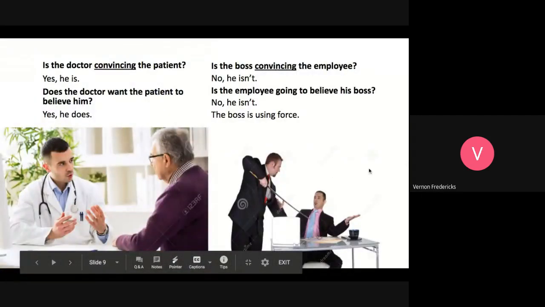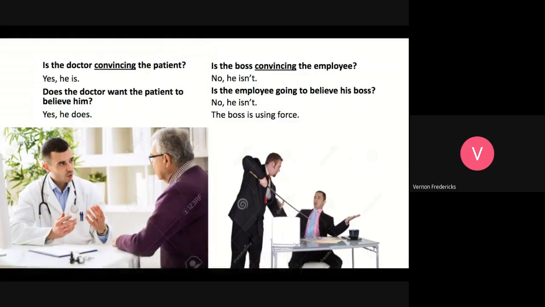Okay, two pictures again. In one picture, you have a doctor speaking to a patient, an older man, and they're speaking calmly and in a nice manner. In picture two, you have one gentleman standing with a stick in his hand and he wants to hurt the person who works for him, who's sitting at the desk. Okay?